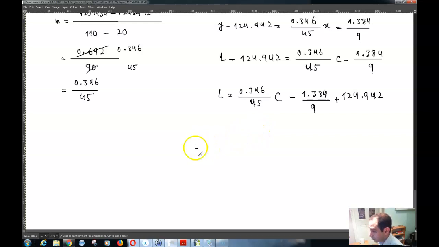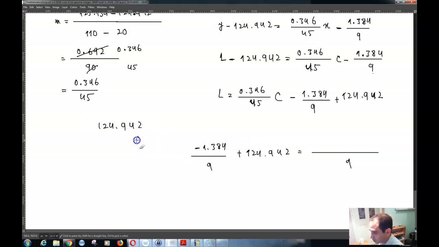So negative 1.384 divided by 9 plus 124.942 is equal to 9 times 124.942. 124.942 times 9 is equal to 1124.478. 36 plus 8 is equal to 44, so 4. 18 plus 4 is equal to 22, so 2. 9 and 2 is equal to 11, and 3 decimal places.